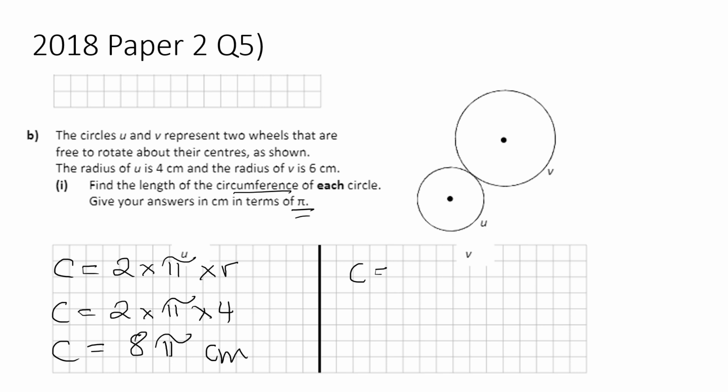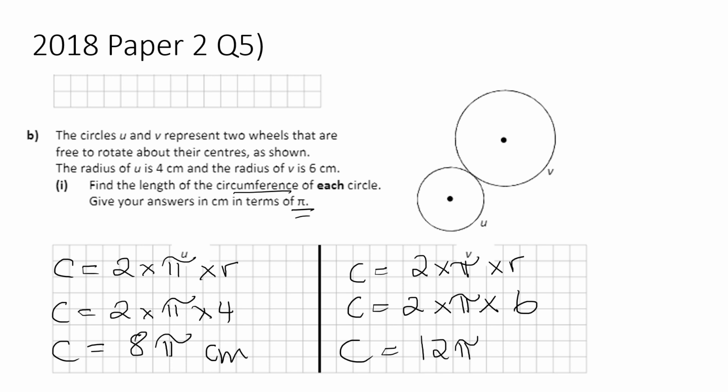Then they want you to find the circumference of V, so 2 by pi by the radius. The radius there is 6, so 2 times 6 is 12, so that's 12 pi centimeters. So that is your answer there. This part and part 2 will be worth 15 marks in total.